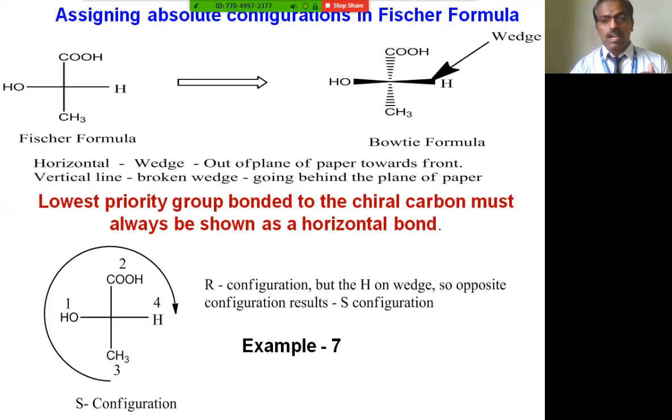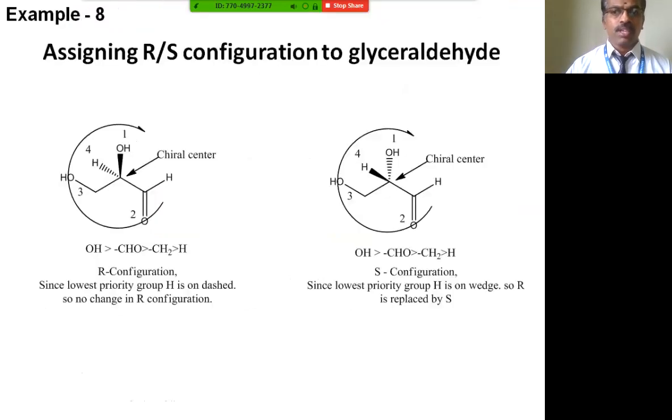The lowest priority group bonded to the chiral carbon must always be shown as a horizontal bond only, irrespective of the representation. So according to the rule, 1, 2 and 3 looks like an R configuration, but hydrogen is on a wedge bond, that is a horizontal line. So the opposite configuration results, so it is S configuration. Understood? Similarly, example number 8, you can check it out here.